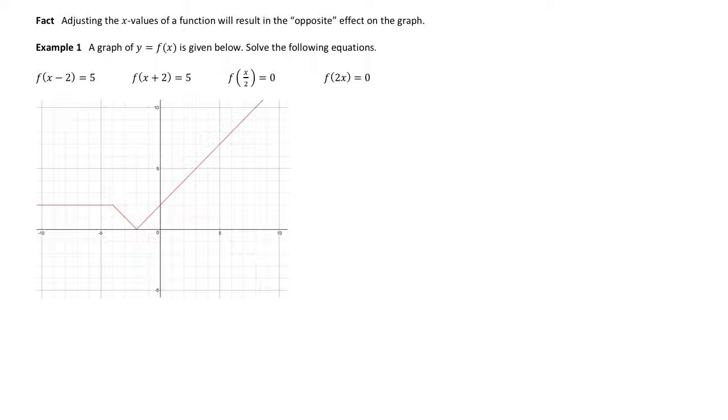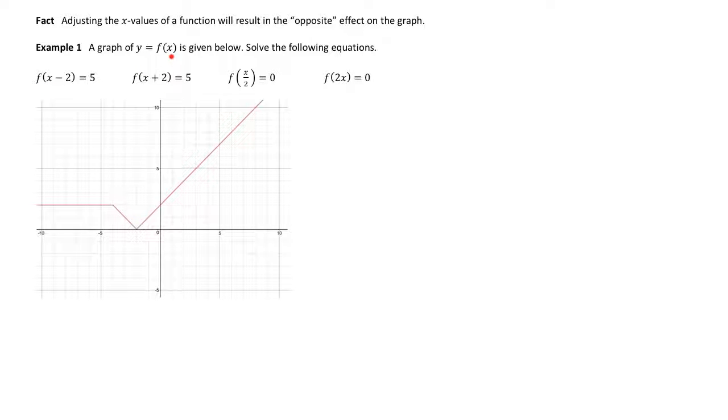In example 1, we're given a graph of y is equal to f of x, drawn here, and the goal is to solve these 4 different equations for x. We're going to use this above fact that anytime you adjust the x values of a function, it will result in the opposite effect on the graph, but more importantly, our answer.